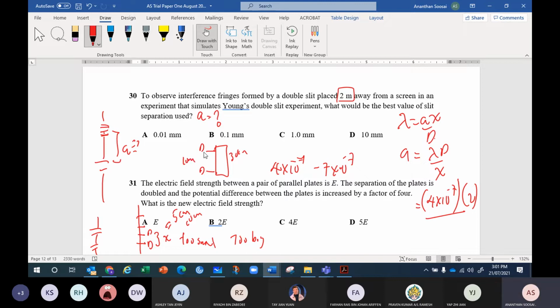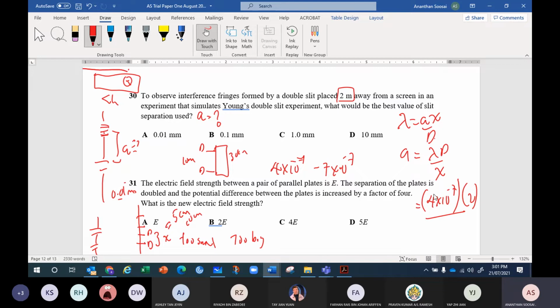We don't want one dark and another dark to be 1 meter apart. The screen itself is maybe less than 1 meter, so the first dark happens, the second dark is already out of the screen, so we cannot measure. Or if x is too close, like 0.01 mm, also very bad. We can't measure it using a ruler. Best is around 10 centimeter.